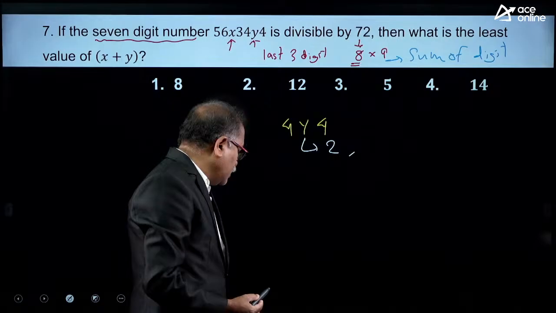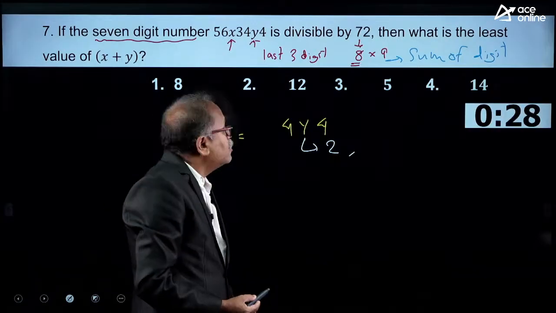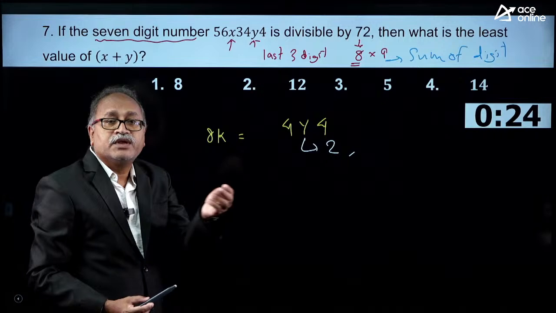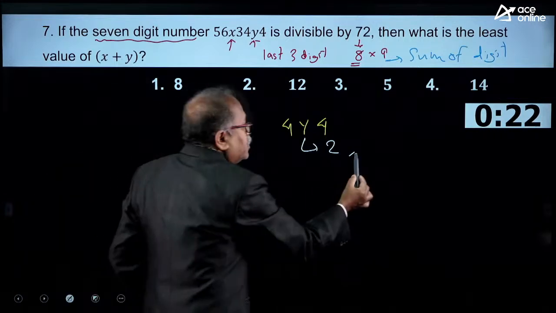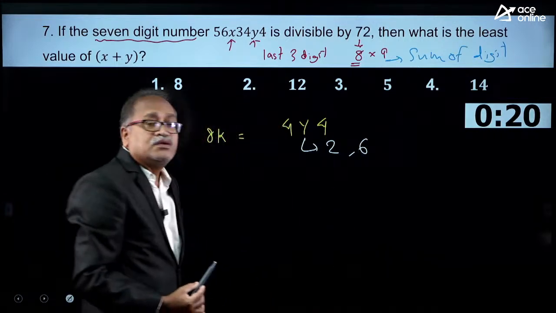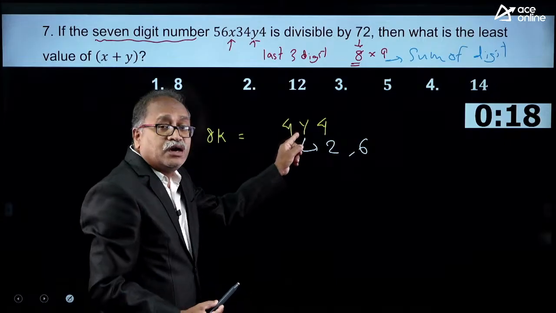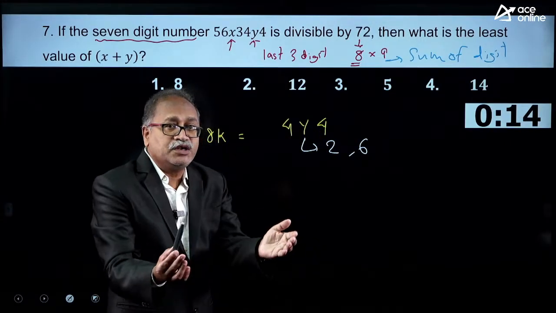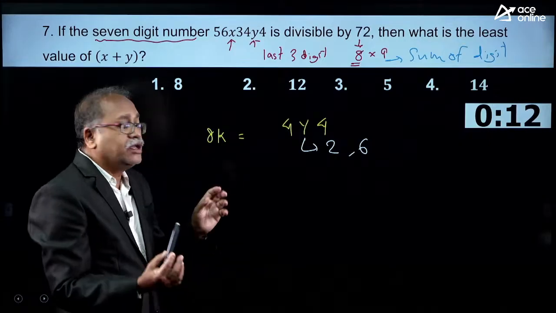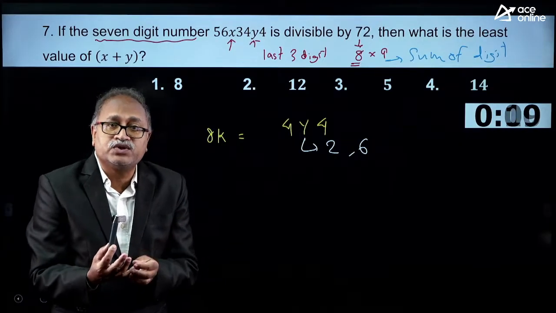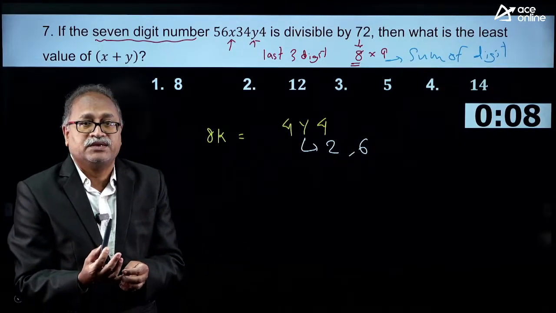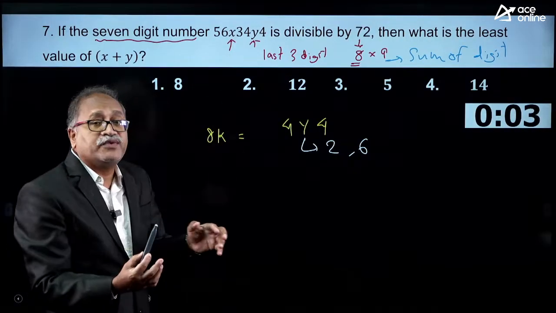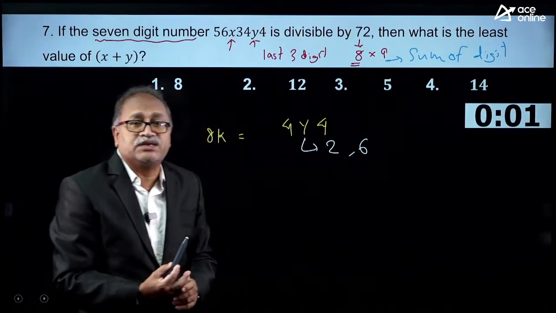So what could be the next one? The y could be 6, 464. If I place 6, then 8 times 5 is 40, and then it comes to 464, 8 times 58 is 464. So the y can take 2 values, 2 and 6. Now I need to verify what values x can take out of these 2 and 6.